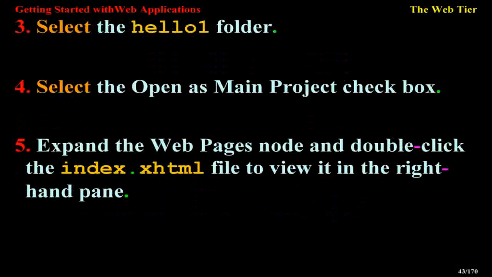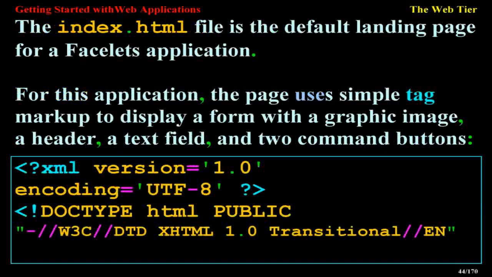Expand the Web Pages node and double-click the index.xhtml file to view it in the right-hand pane. The index.xhtml file is the default landing page for a Facelets application. For this application, the page uses simple tag markup to display a form with a graphic image, a header, a text field, and two command buttons.